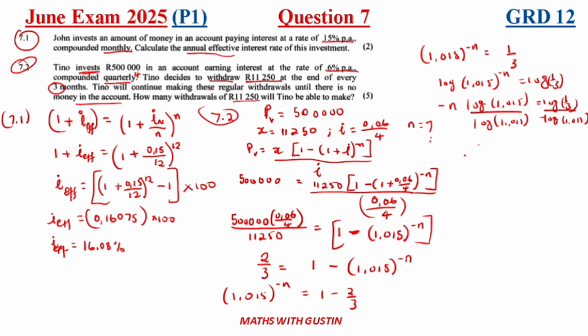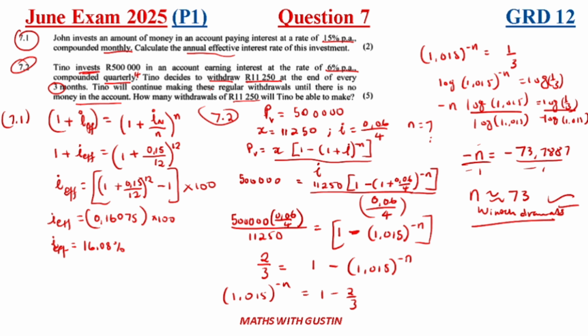Therefore, our answer would be negative n is equal to negative 73.7887. So divide by negative 1, divide by negative 1. Therefore, our answer would be approximately 73 withdrawals. So Tina would have to make 73 withdrawals, and that will be your answer for 7.2. Let me know what you guys think.